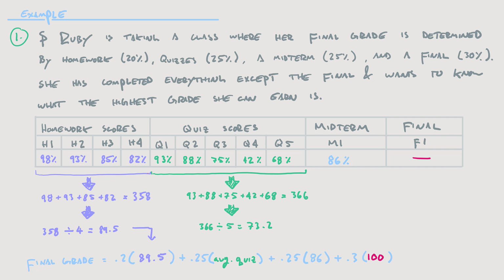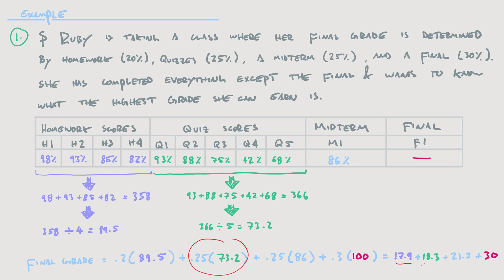We do the same thing for quizzes. I added all these quizzes together to get 366. There's 5 of them, so I divided this by 5 this time, and I got 73.2. So the average quiz would be 73.2 there. At this point, we have all the information that we need, so I just went ahead and calculated all this. 0.2 times 89.5 is 17.9. The second part gave me 18.3. The third part gave me 21.5. And we're assuming that we get 100% on the final, so we'll add 30.